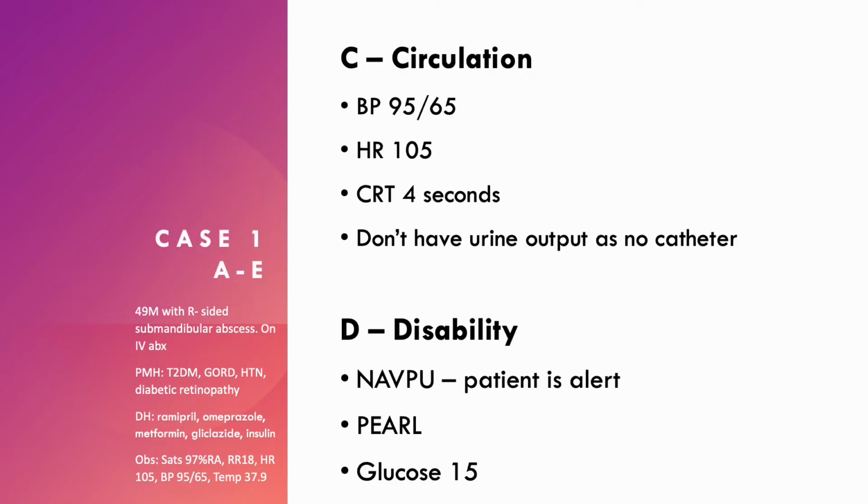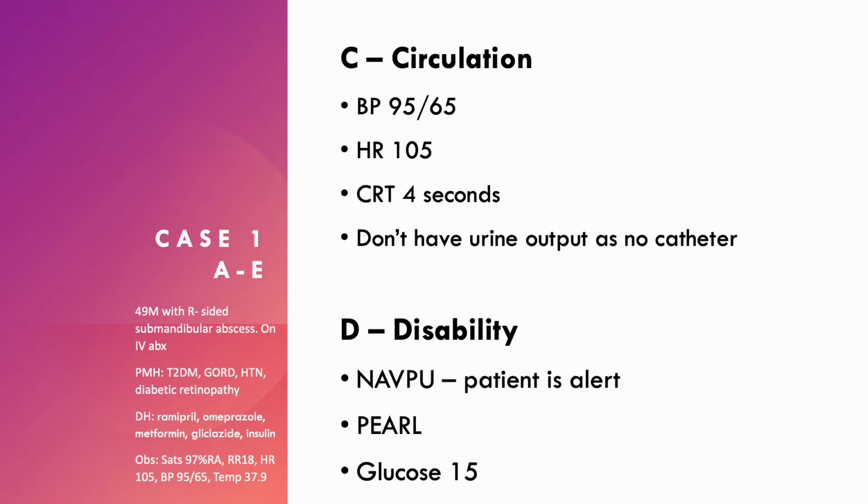So circulation. The patient's blood pressure is 95/65, which is low. The heart rate is 105, which is high. Capillary refill time is 4 seconds, which is high. And they don't have a urine output because there's no catheter. Disability. The patient's alert. The pupils are equal and reactive to light. And the glucose is 15, which is high.